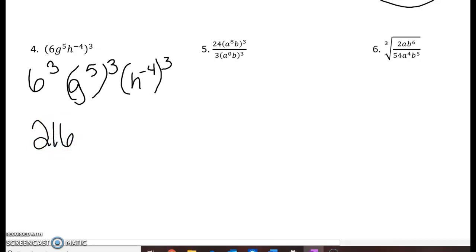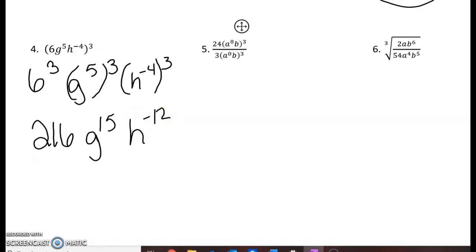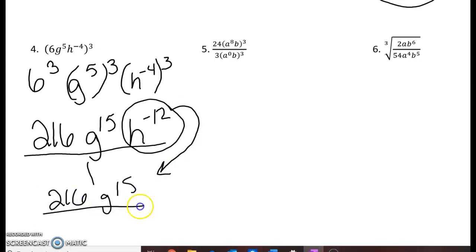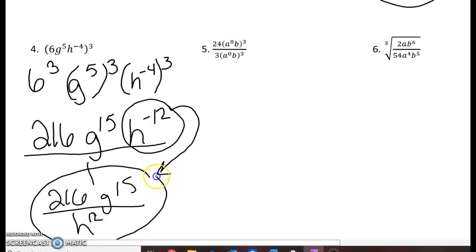216. So then you have g to the 15th and h to the negative 12. Well, the thing about exponents, if they are negative, they need to go to the other area. So everything is over 1. If you have a negative exponent on the top, to make it happy, it needs to go down on the bottom. So your answer is going to be 216 g to the 15th over h to the 12th. And that would be your final answer.